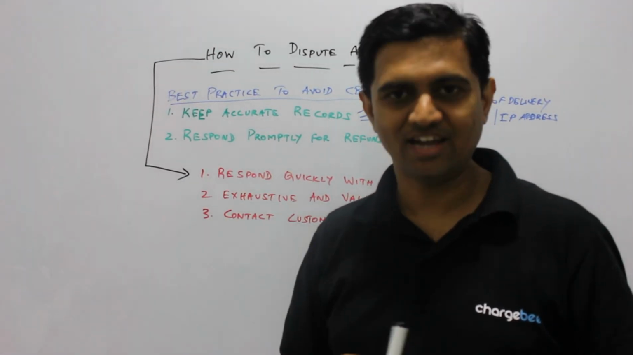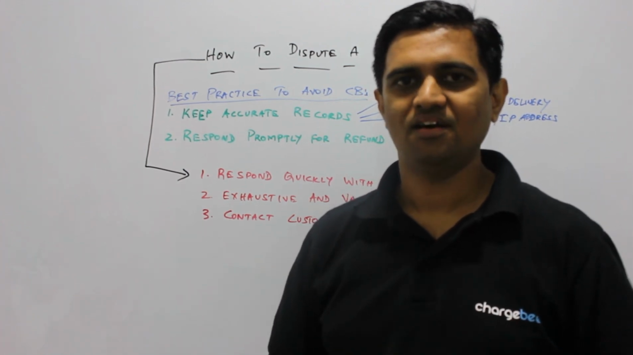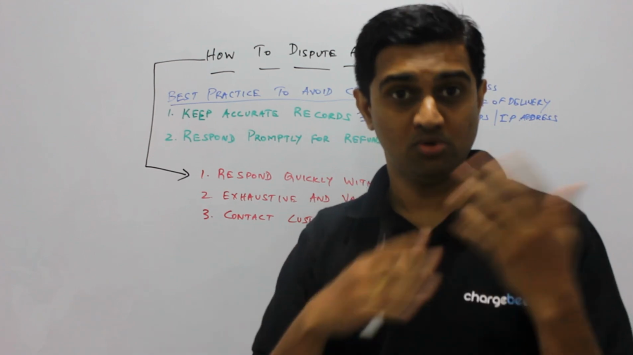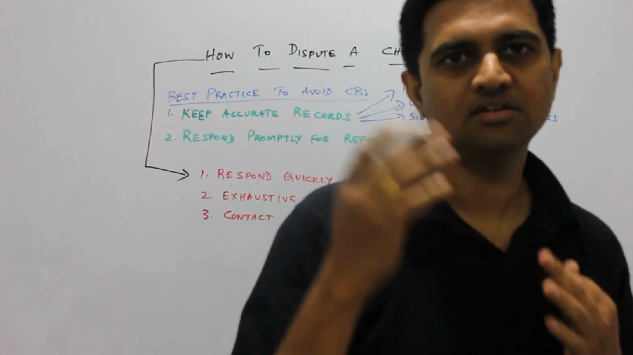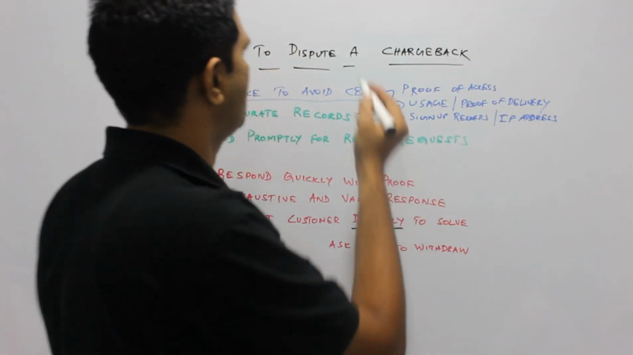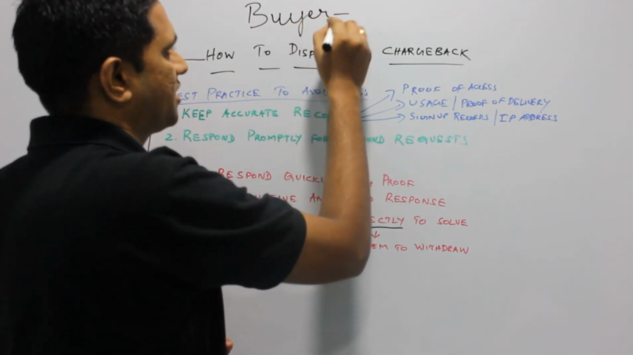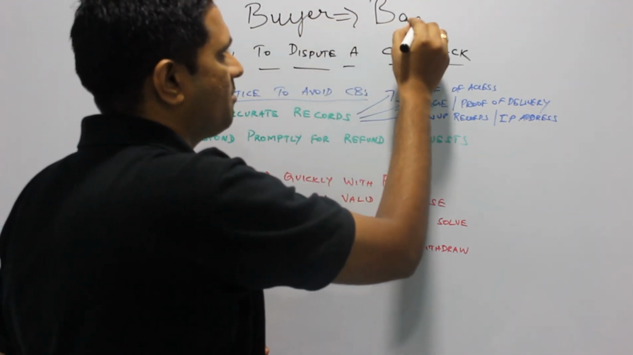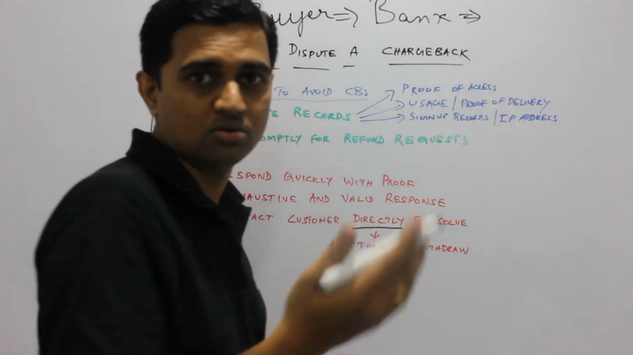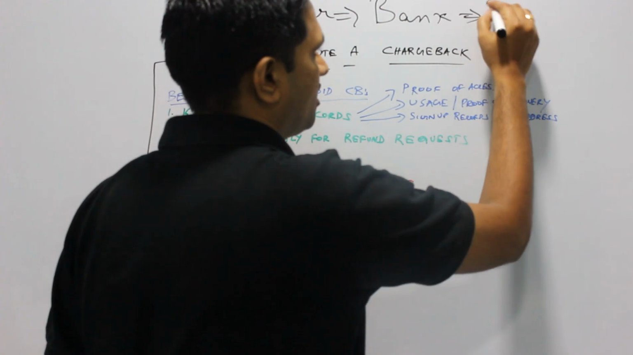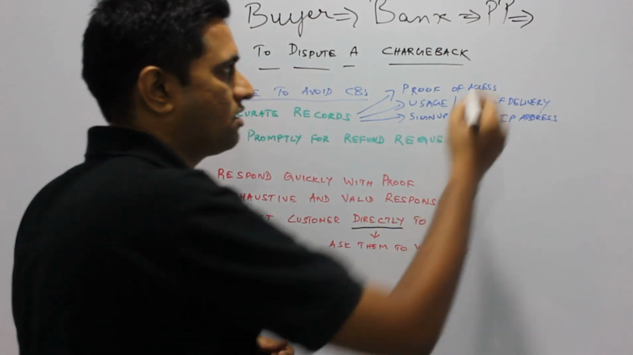This week we are going to look at aspects of how you can avoid a chargeback and dispute a chargeback if it happens. Let's take a look at how a chargeback typically happens. Your buyer contacts the issuing bank initially and requests a chargeback. The buyer contacts the bank, and the bank in turn contacts your payment processor, which can be PayPal, Google Checkout or Braintree payments, any of these. And in turn, they contact you asking for documentation.